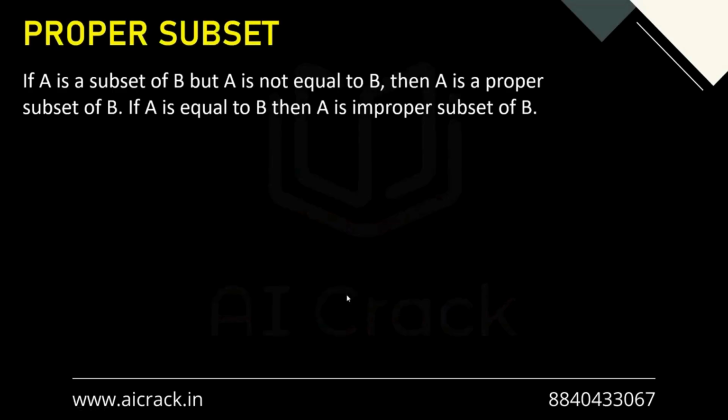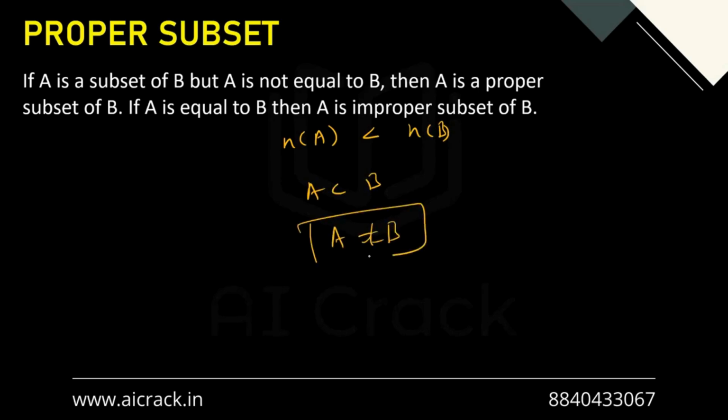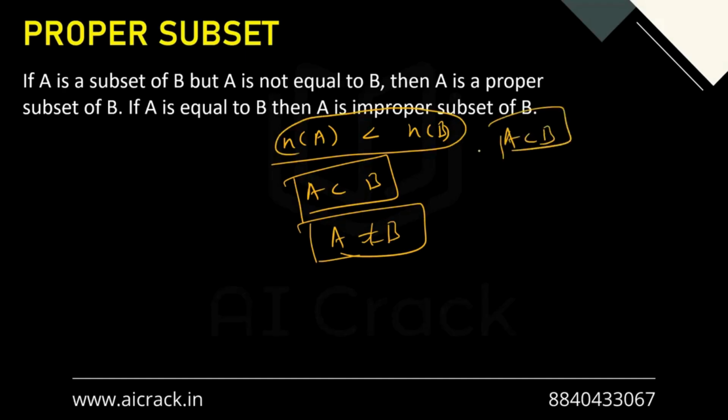So that is the basic definition of proper subset. In case of proper subset, A is a subset of B, but A is not equal to B, then A is a proper subset of B. That's what we discussed. So in other words, we can say the number of elements in A is less than the number of elements in B, or we can say that A is a subset of B, but A is not equal to B in any case. So both these conditions are true, or you can represent that n(A) is less than n(B) and A is a subset of B. Both mean the same. Okay. So both of these conditions mean the same and give us proper subsets.